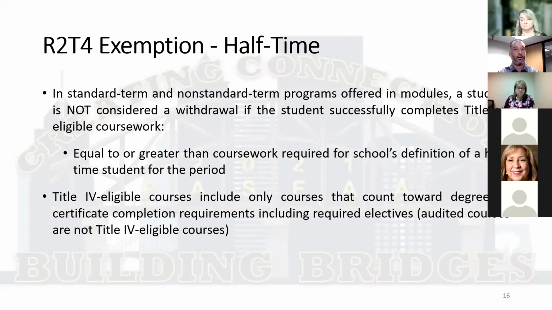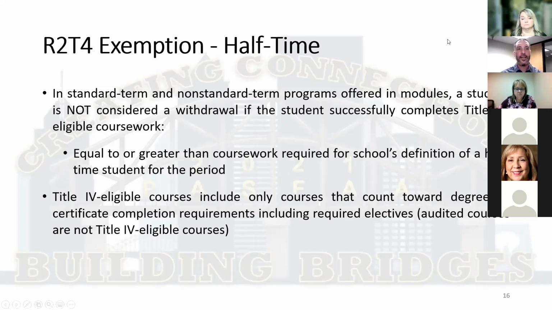And remember, these courses have to be counting towards the degree that they are applying for. It can't be for something else. It can't be a class they wanted to audit or try out at 6 credits. They would not meet the exemption because it does not apply towards that program or that certificate. So make sure we're paying attention to that. We could overlook that very, very easily.